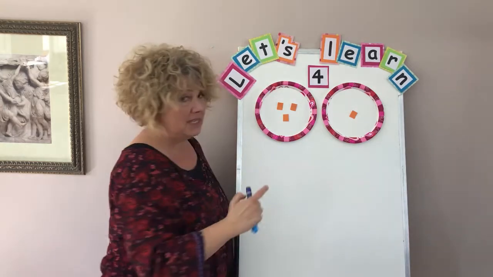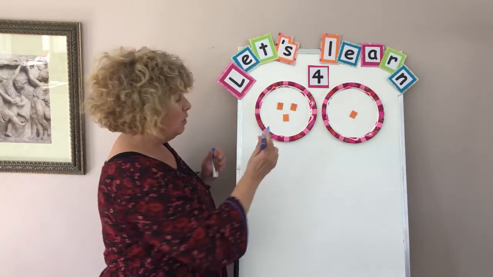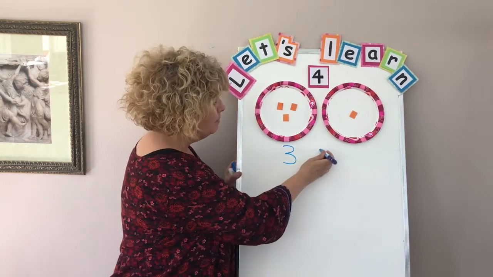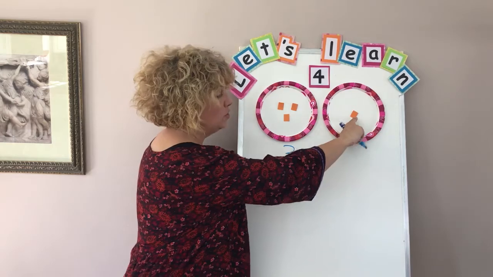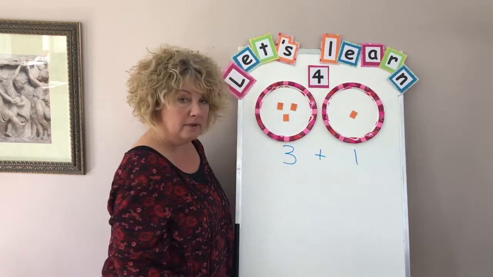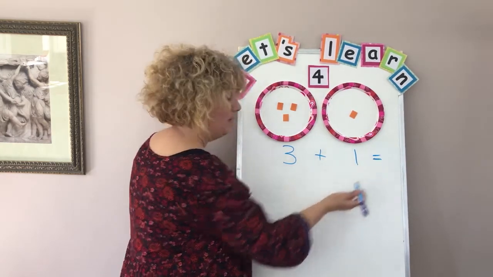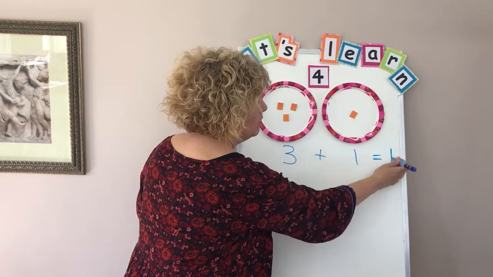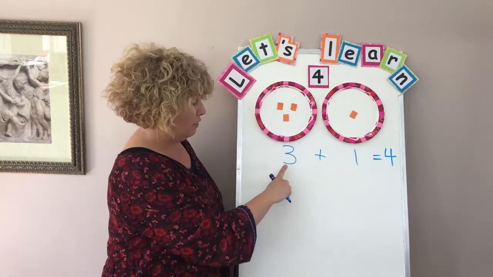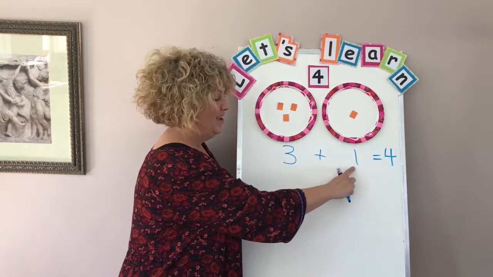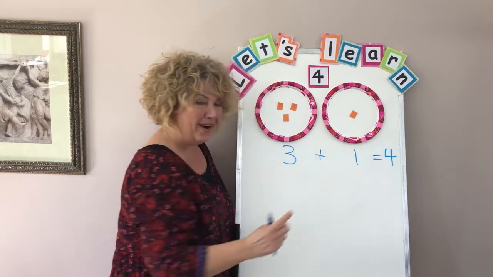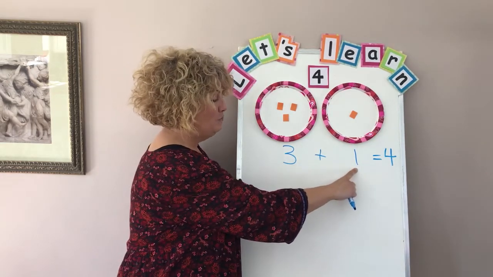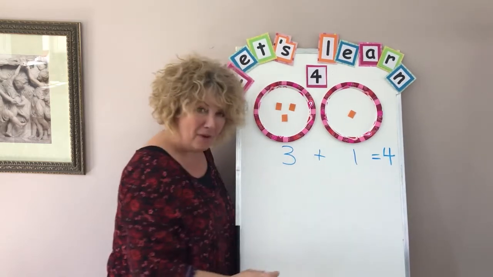I'm going to write a number sentence that goes with that picture. Here we go. I've got 3 squares here, so I'm going to write a number 3. Plus, I have 1 square on this side, so I'll write a number 1. And that equals how many squares altogether? Yeah, there are 4 squares altogether. So I'm going to write a number 4 over here. 3 plus 1 equals 4. Can you read that number sentence with me? 3 plus 1 equals 4.